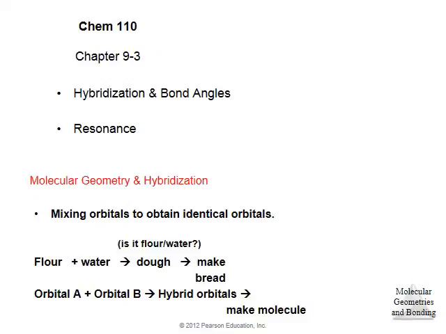In this section of Chapter 9, I will talk about hybridization and bond angles, and then resonance. Now let me give you a simple background why we need hybridization and how we determine hybridization in a molecule. Now that helps in determining molecular geometry. Now basically hybridization means mixing orbitals to obtain identical orbitals.